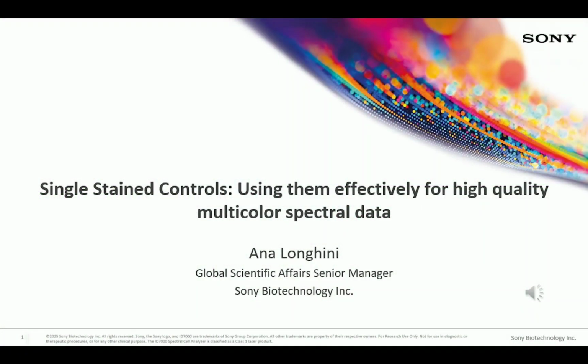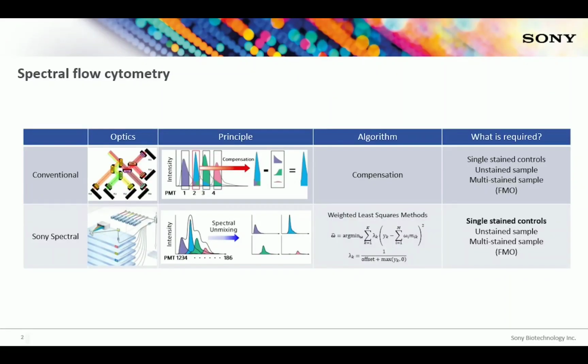Thank you for the introduction and hello everyone. Thank you for attending the webinar. I'm excited to be here to discuss the use of single-stain controls in spectral flow cytometry. Before focusing on how to efficiently use single-stain controls, I want to highlight that they have always been fundamental in conventional flow cytometry, where they are used to calculate compensation, allowing us to analyze flow data efficiently. And they hold the same importance in spectral flow cytometry as they provide spectral reference signatures that are essential for accurate spectral unmixing.